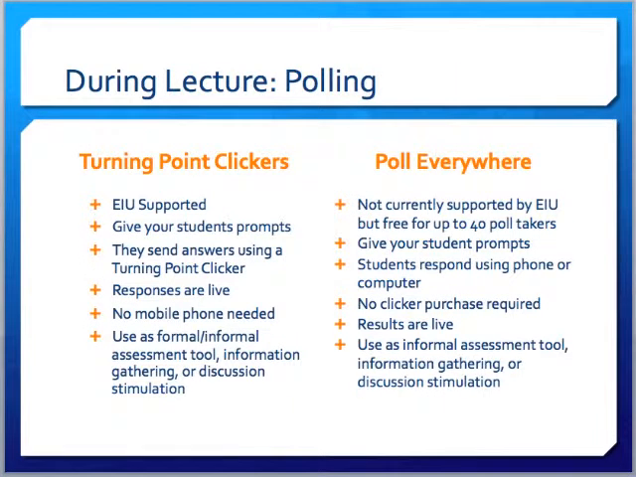A great way to engage students and take advantage of their phones is by conducting polls and surveys. The traditional and EIU-supported method of in-class response systems is Turning Point clickers. Another way you can conduct live polls and surveys is through Poll Everywhere. Poll Everywhere allows students to text in their response rather than use or buy a clicker, or they can respond to the poll online. Poll Everywhere is free for up to 40 participants.